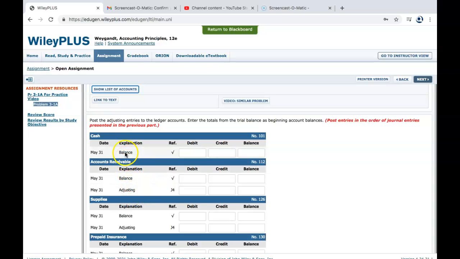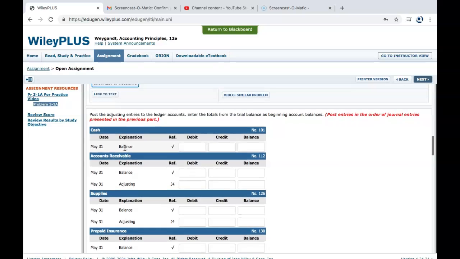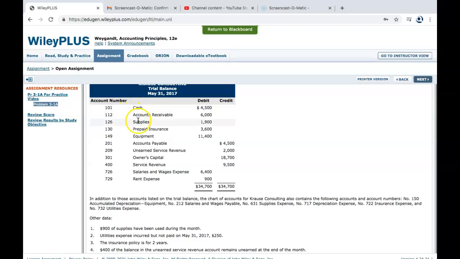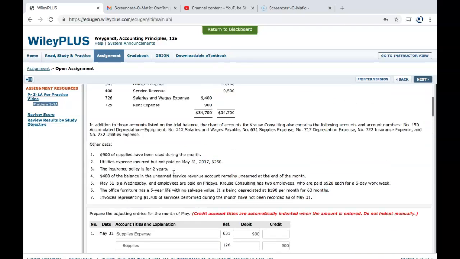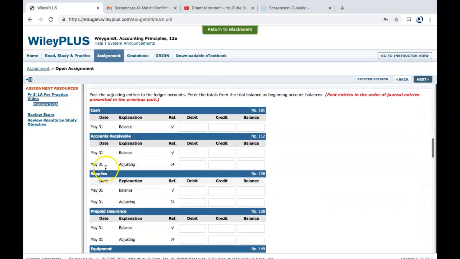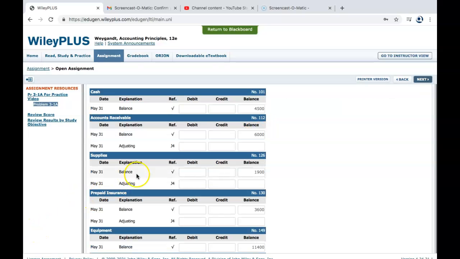letting us know whether it's a balance or an adjusting entry. So what I'm going to do first is populate the balances in the accounts that have balances. So let's go look at the trial balance and look, cash, accounts receivable, supplies, all the way down to rent expense. They all have balances right now. So I'm going to take these account names and these account amounts, and I'm going to populate this portion right where it says balance. So wherever it says balance, just enter the balance. Okay, so I've populated the balances in each of the accounts here.